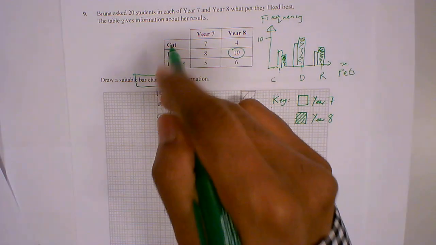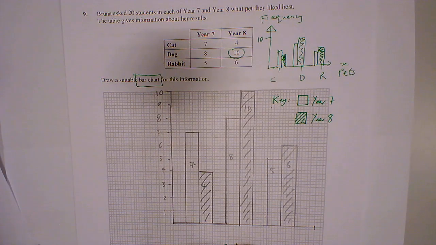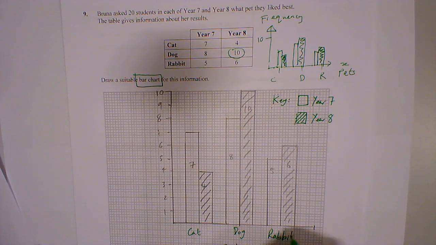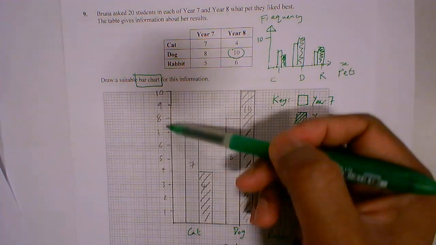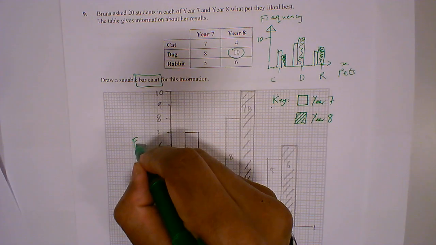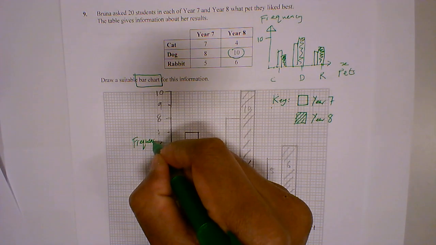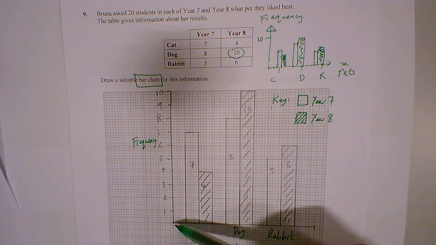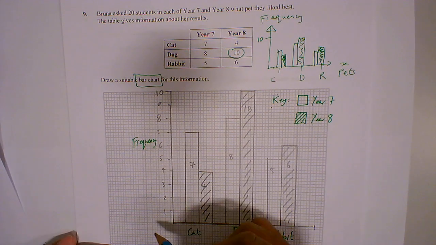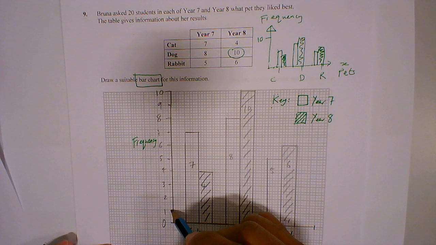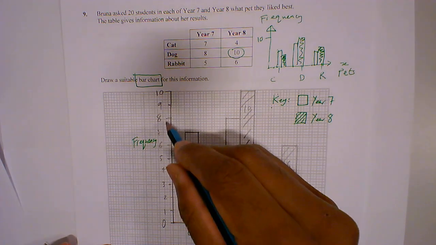Okay, so I've got my pets here. Pet. I've got a cat. I've got a dog. I've got a rabbit. They are all the same width, and there's also gaps between the bars. And then my frequency is not labeled here, so I'm going to label this frequency. Okay, so I've got my frequency, and it's going up in equal amounts. 0, 1, 2, 3, 4, 5, 6, 7, 8, 9, 10.